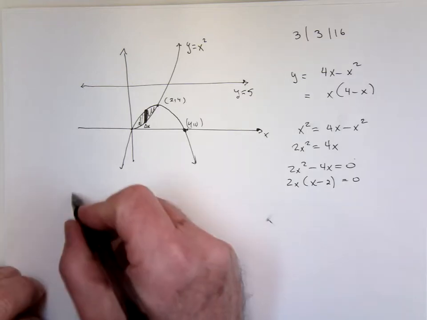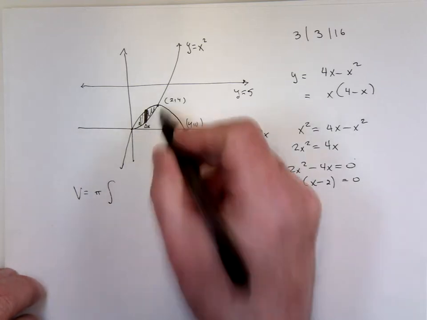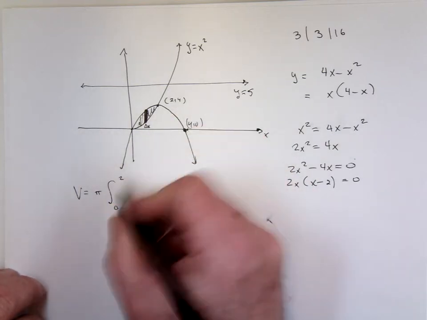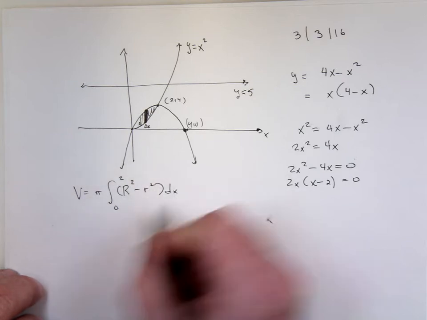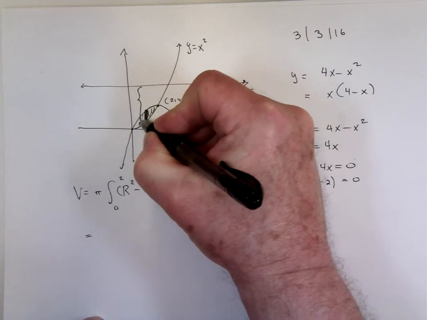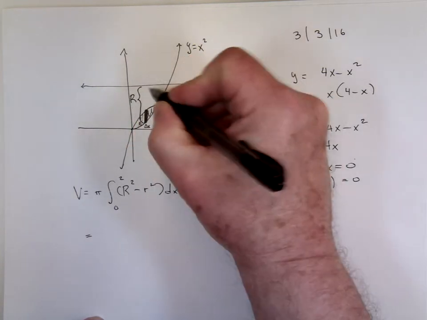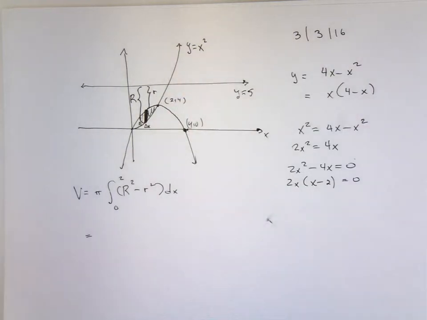The volume is going to be pi, the integral from 0 to 2, big R squared minus little r squared dx. Well, what's big R? Big R is this distance here. Little r is this distance here.